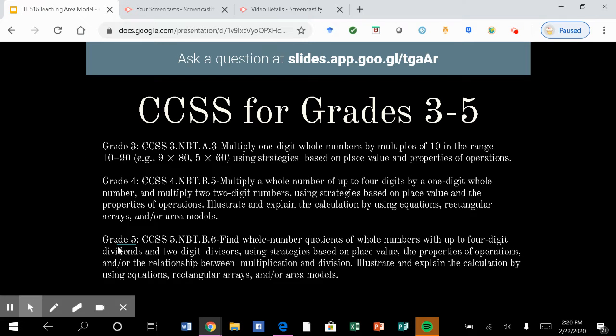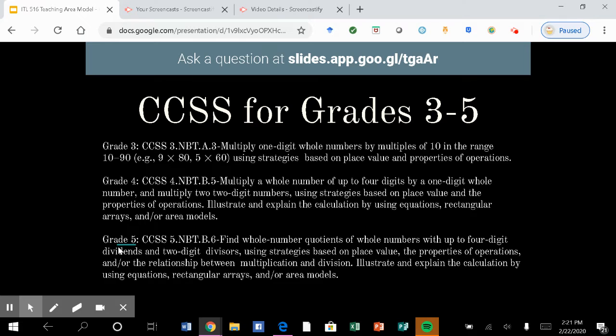This particular skill is necessary for grades 3 through 5. In third grade, we basically introduce multiplying one-digit whole numbers by multiples of 10. By grade 4, we look at multiplying a whole number of up to 4 digits by a one-digit whole number, as well as multiplying two two-digit numbers.